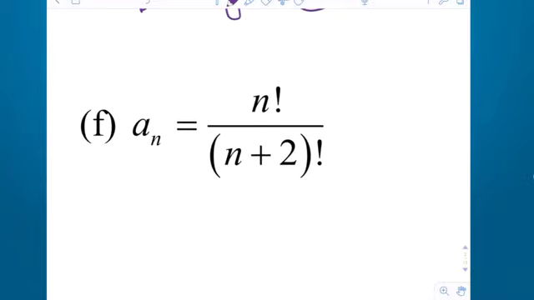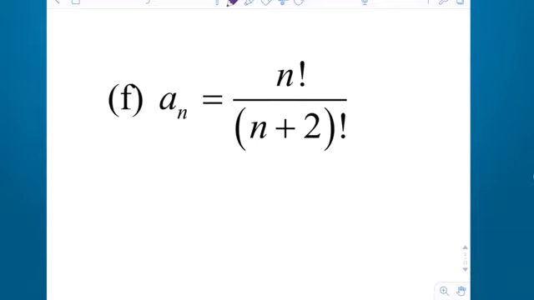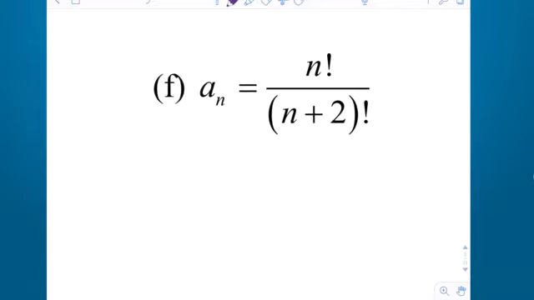Okay, how about this one? n over n plus 2. In the hierarchy, let's review the hierarchy of growth. You have constants, and then you have log functions, and then you have power functions. I'm just going to use x again, x to the nth power. So like x squared, x cubed, even x to the 1/2, x to the 1/3.